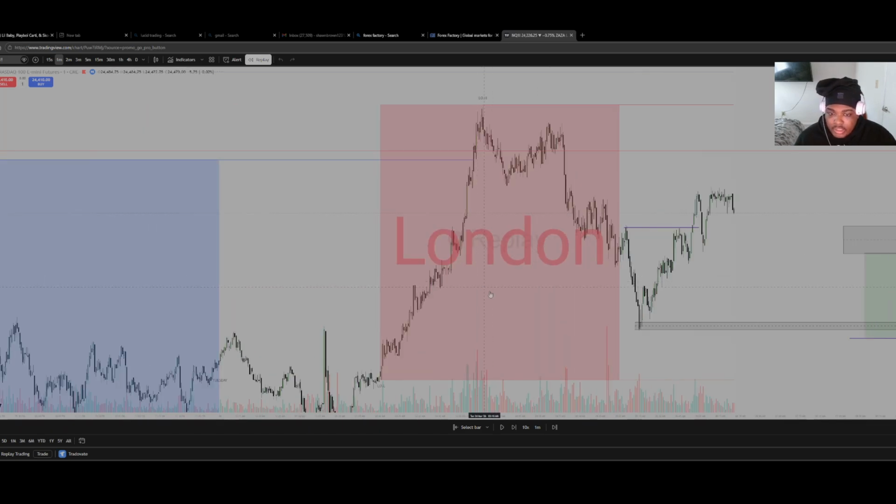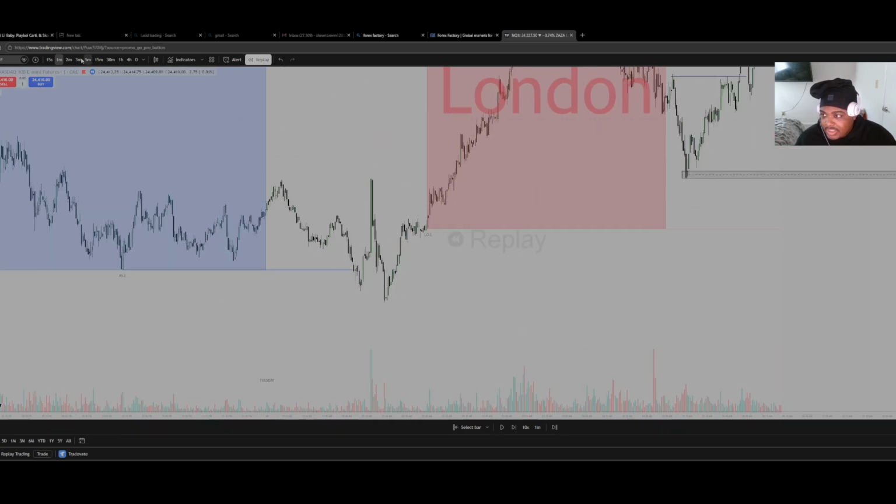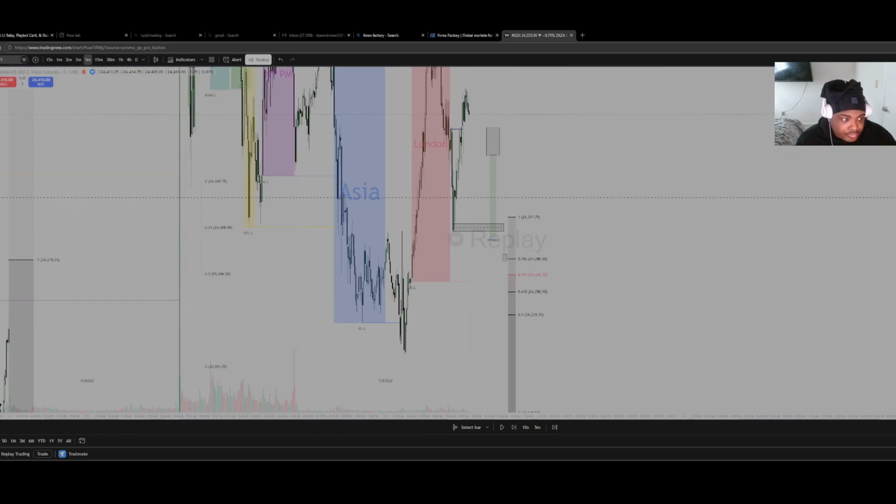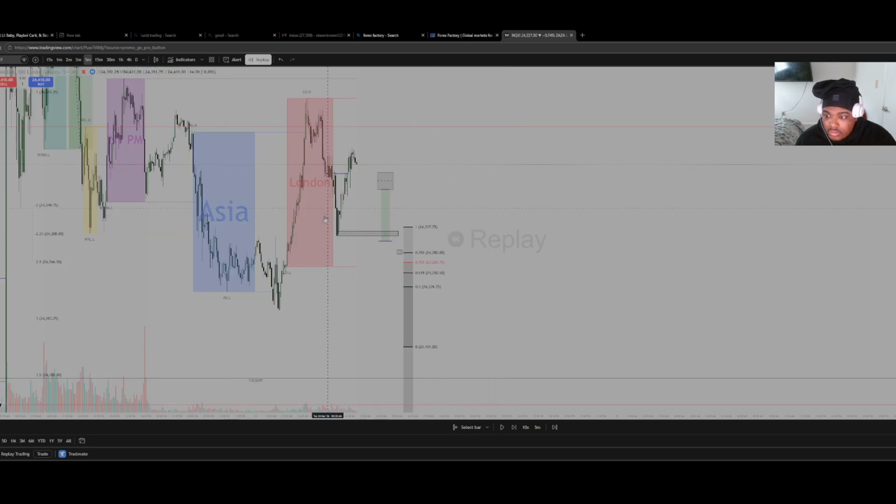So coming to market, I'm looking at the price action for today. I'm seeing that we took out Asia high in London, and we also took out the low of Asia. So what I'm thinking here is I'm looking for shorts to London lows, right?